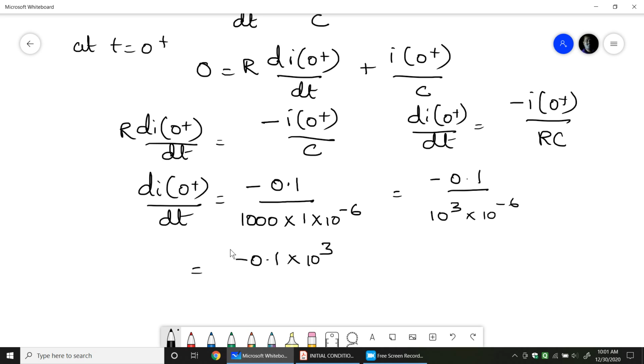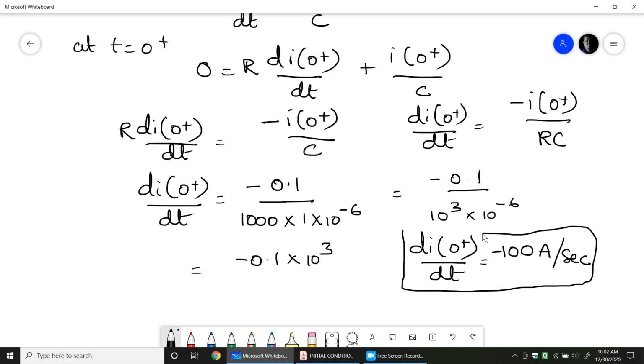Minus 0.1 into 10 power 3, so di of 0 plus by dt would be equal to minus 100, since 10 power 3 into 0.1 is 100. So minus 100 amps per second, because it is differentiation with respect to time. The unit for di of 0 plus by dt is amps per second. Now we got the first derivative of the current I at t equals 0 plus.